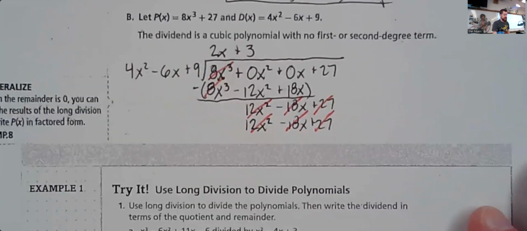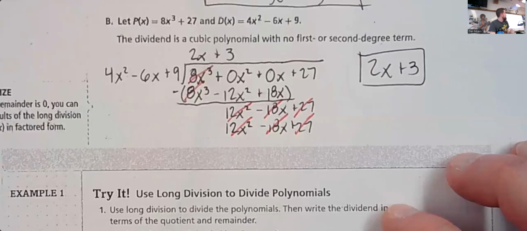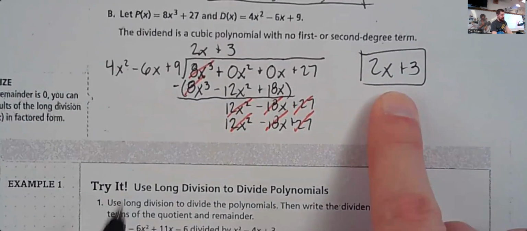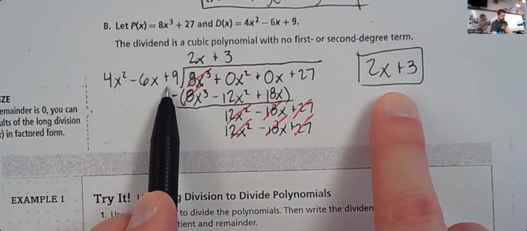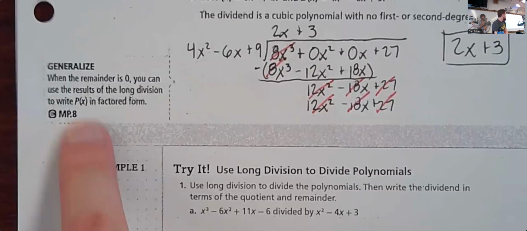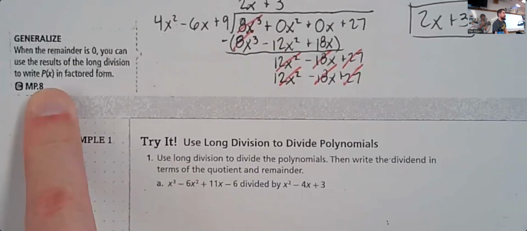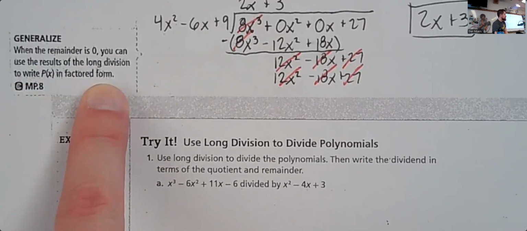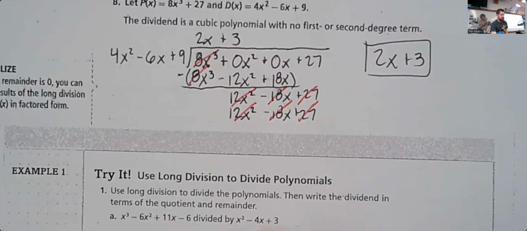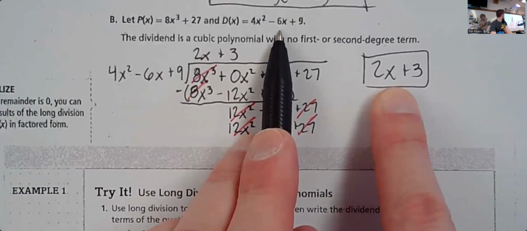Think about what that means for a second. So our answer, you could just write 2x plus 3. That's our answer. Which means if you take 2x plus 3 and you multiply it by 4x squared minus 6x plus 9, you will end up with 8x cubed plus 27. Now over here, it says, when the remainder is 0, like we just saw, you can use the results of the long division to write p of x in factored form. So that means that p of x actually equals this times this.